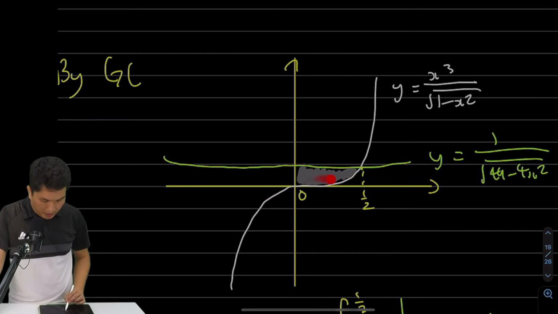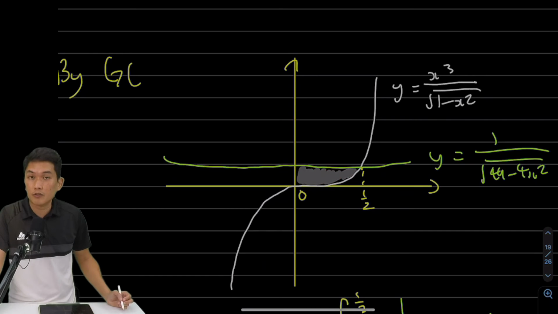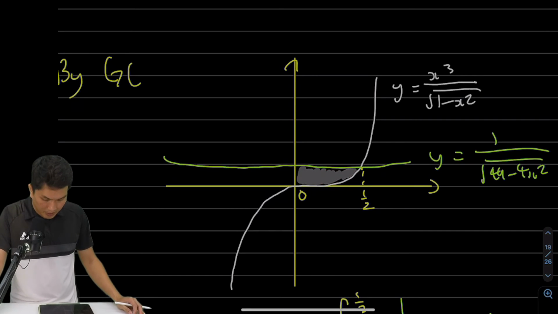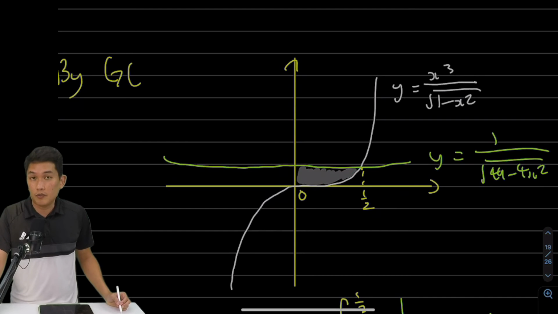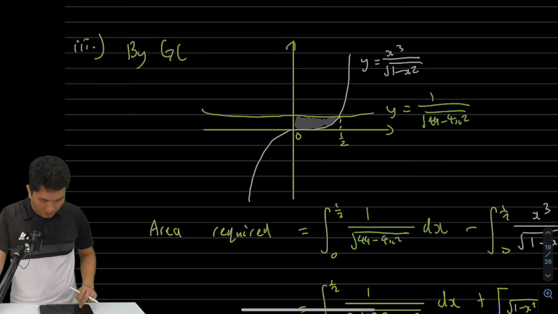Okay, so to get this region, by the way, we know that since you're looking at the y-axis, we're going to integrate from 0 to half. Remember, we verified the curves meet at x equals to half earlier on. Very convenient. So I want the integral from 0 to half of the green graph minus the integral from 0 to half of the white graph. So green minus white. So that is what we need to do.